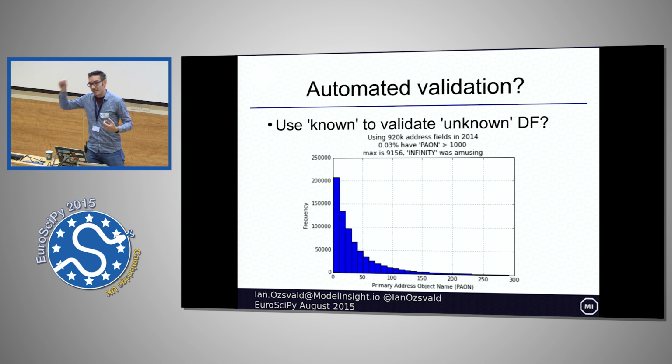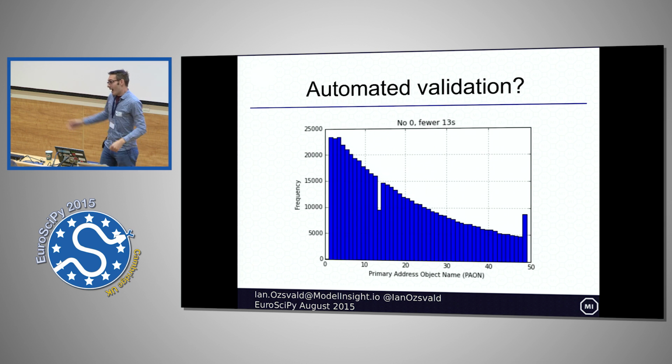There's a note there about infinity. I was surprised that the standard deviation of my data was infinity. It turns out there is a building on the south coast with 20 flats in it, which is called Infinity. So np.float on house number, and I get an infinite result.